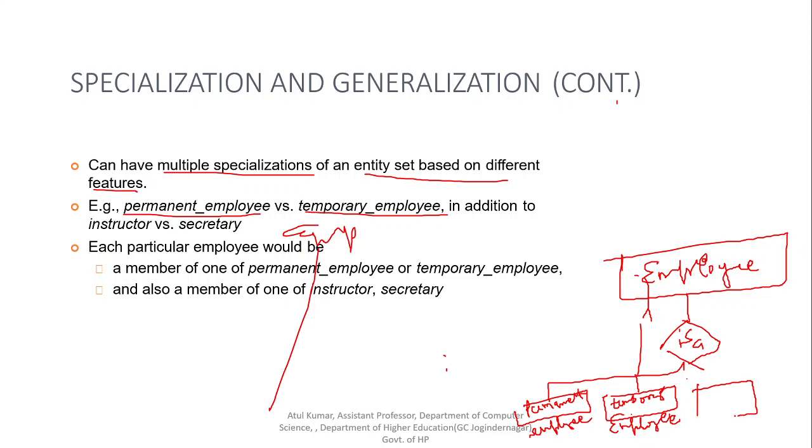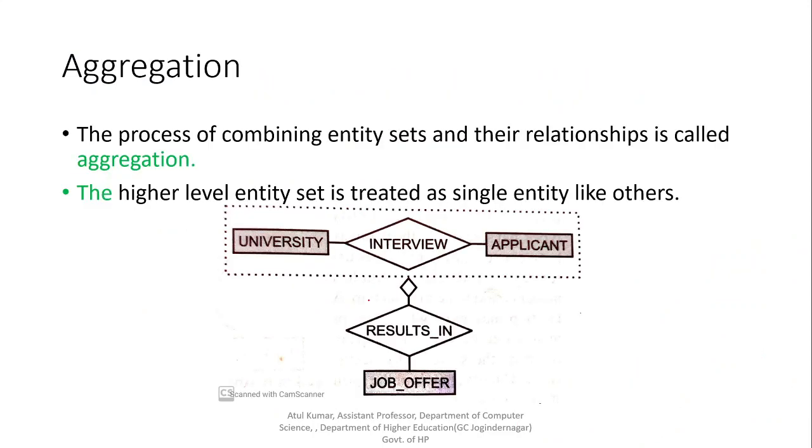Other kind of entity is instructor, and other we have a secretary. So we have multiple kinds of specializations available. Next, each particular employee would be a member of one of the permanent employee or temporary employee, or it may also be a member of instructor and the secretary.